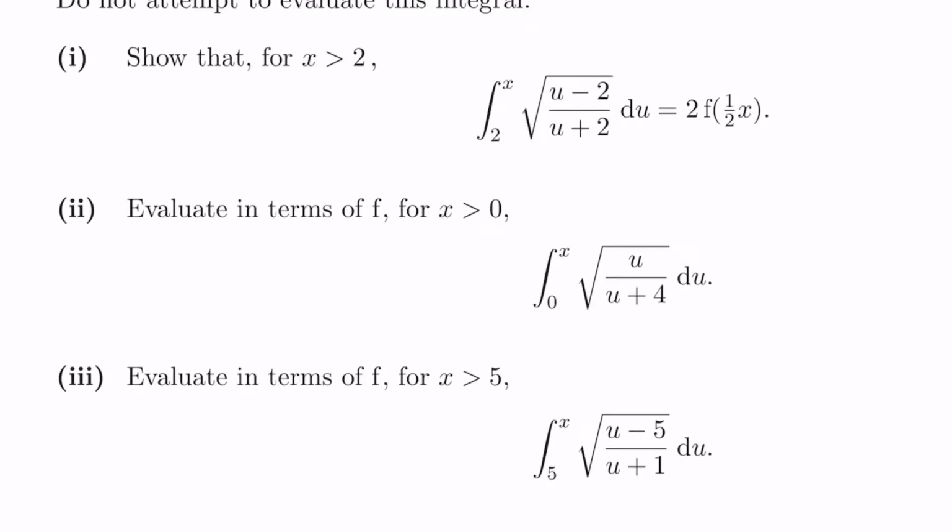For part 3, we're asked to do a similar thing again. We can expect that the numbers involved this time will be slightly more challenging. Again, the idea is to make a substitution either into this integral or into one of the previous integrals to get one in terms of the other.